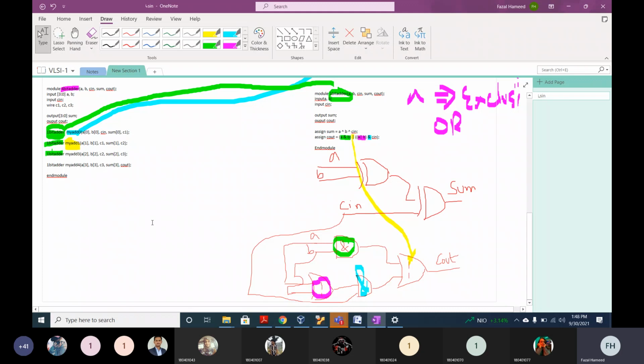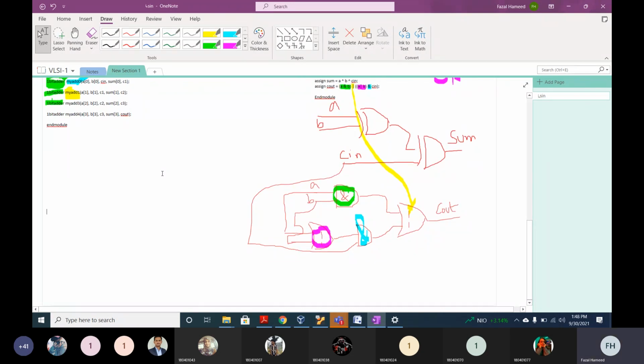Okay. So let's assume that you are using some blocks. Okay, you are using some blocks, and this is a block, a very high level block. Okay. And now this is my module 1.